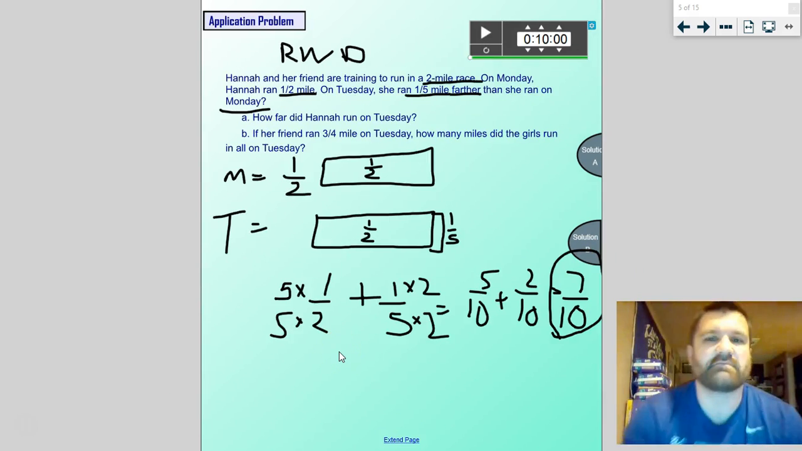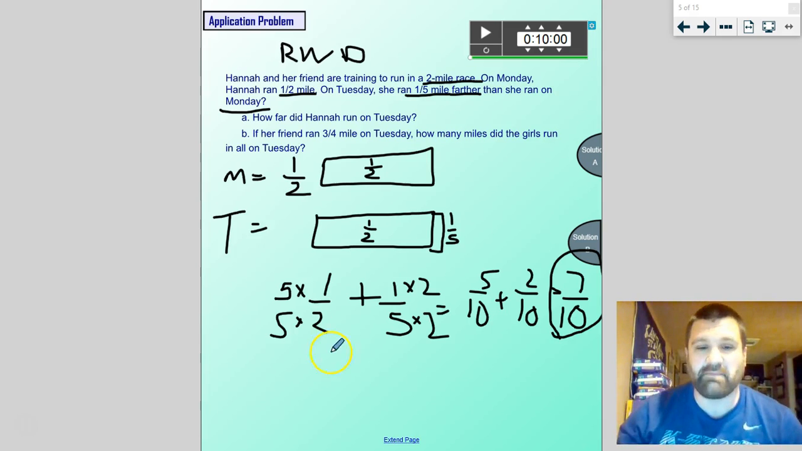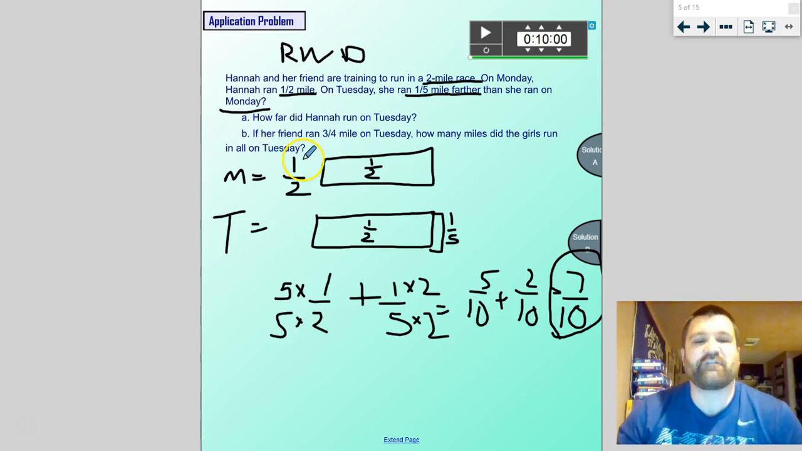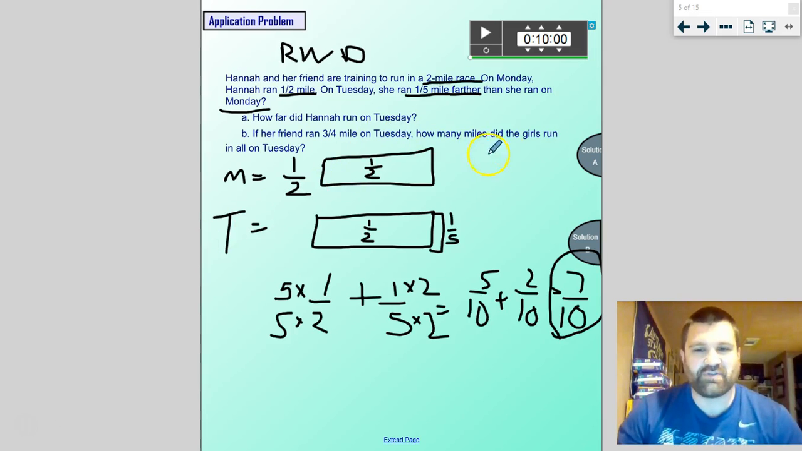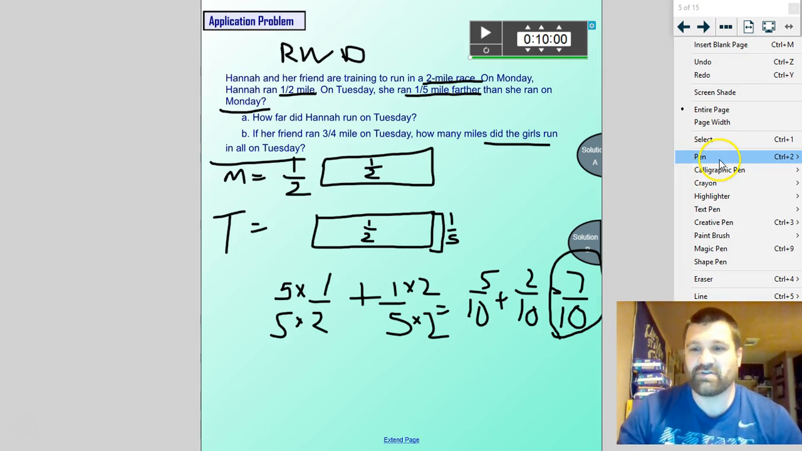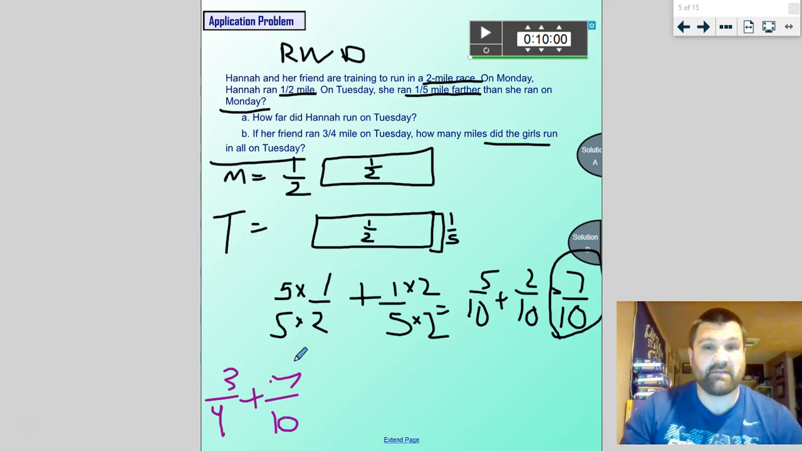Time lapse. Lost you there, didn't I? Okay, now let's look at the next problem. So B, it says if her friend ran 3/4 mile on Tuesday, how many miles did the girls run in all? Well, that's as easy as changing your color first. Sometimes it's easier said than done. Okay, well, it just wants an all, so we just have to add 3/4 add 7/10.